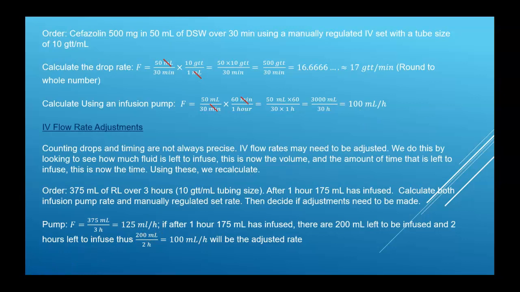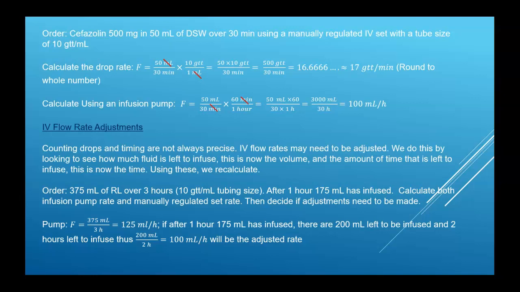Okay, so flow rate adjustments. Counting your drops and timing are not always precise. That's why you need to monitor your IVs. And sometimes you might have to adjust the flow rate in order to deliver the correct amount of fluid over the correct amount of time.